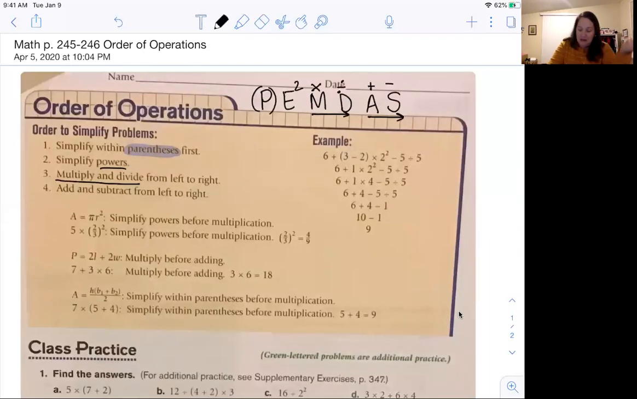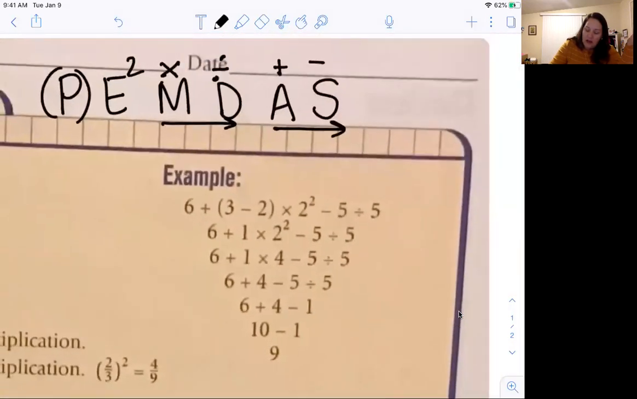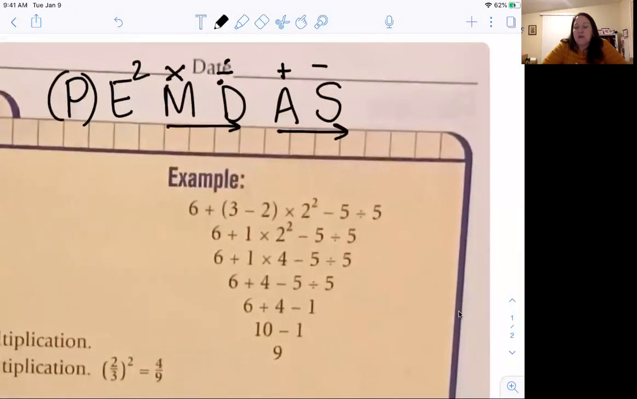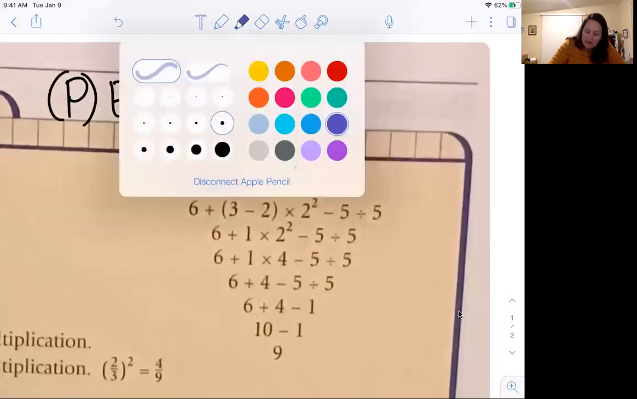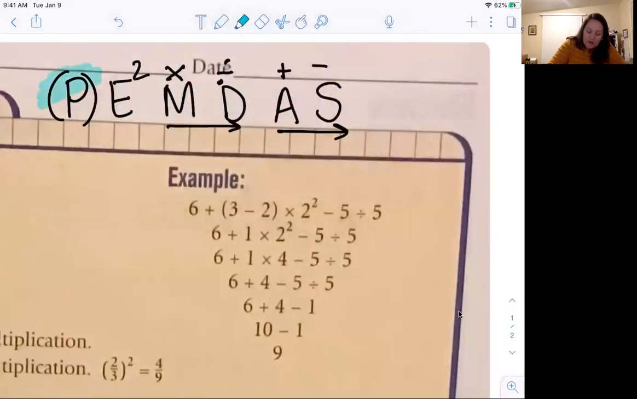Let's look at this example we have here. We have 6 plus (3 minus 2) times 2 squared minus 5 divided by 5. What? Sometimes we see these problems, and you've probably even gotten some on Excel, and you're thinking, what in the world do I do first? Well, according to our handy dandy PEMDAS thing here, we do what is in parentheses first. So if we have 3 minus 2, we're going to do 3 minus 2 first.